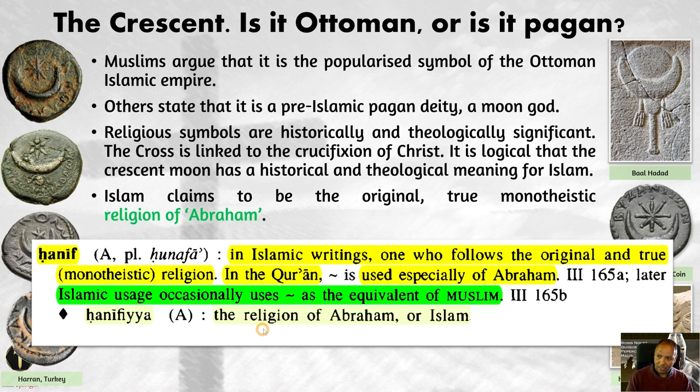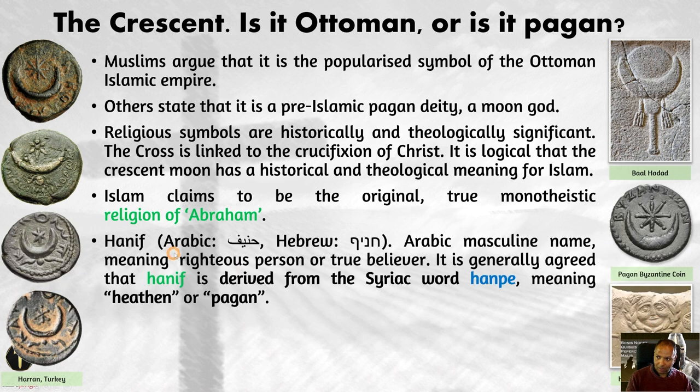But the Hanafiyya is the religion of Abraham, or Islam. So they're saying that God is Muslim. Allah is Muslim. Adam is Muslim. David was Muslim. Everybody was Muslim. So this is simply the claim that they're making. Now, Hanif in Arabic is a masculine name, meaning righteous person or true believer. It is generally agreed that Hanif is derived from the Syriac word hanpe, which means heathen or pagan.